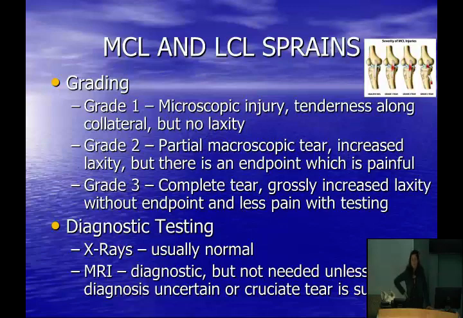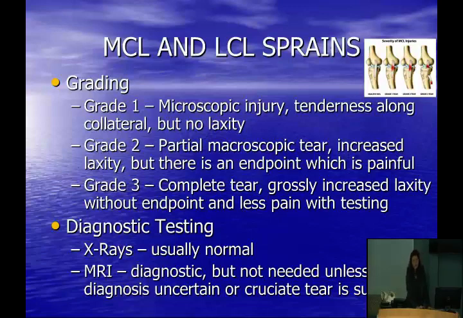Grade 3, complete tear. You have gross laxity. Sometimes when I go to varus stress, I can almost open them up like a screen door. You can really pull that joint open. But here's the thing. All of their fibers are torn. So they often have less pain than you would expect when you go to test them than a grade 2. Because in grade 2, you're still tugging on a lot of the fibers. Grade 3, it's completely blown out and you have a lot of laxity but less pain than you would expect.